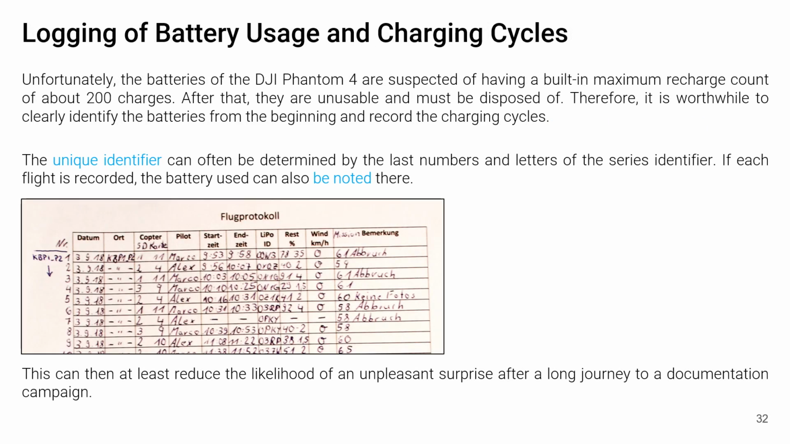Unfortunately, the batteries of the DJI Phantom IV are suspected of having a built-in maximum recharge count of about 200 charges. After that, they are unusable and must be disposed of. Therefore, it is worthwhile to clearly identify the batteries from the beginning and record the charging cycles. The unique identifier can often be determined by the last numbers and letters of the series identifier. If each flight is recorded, the battery used can also be noted there. This can then at least reduce the likelihood of an unpleasant surprise after a long journey to a documentation campaign.